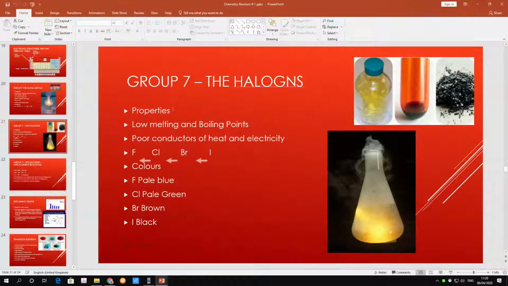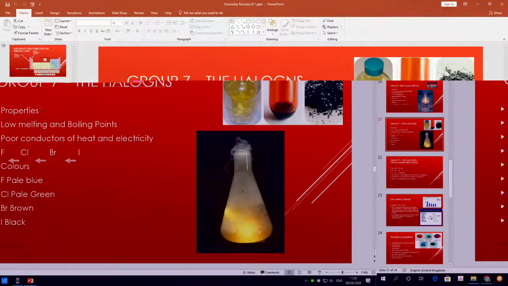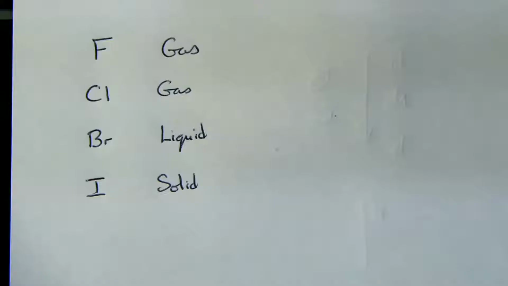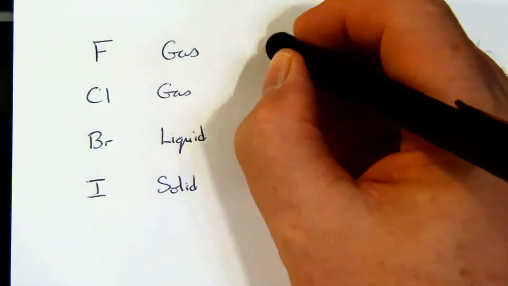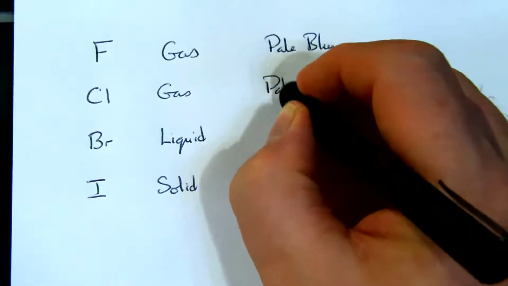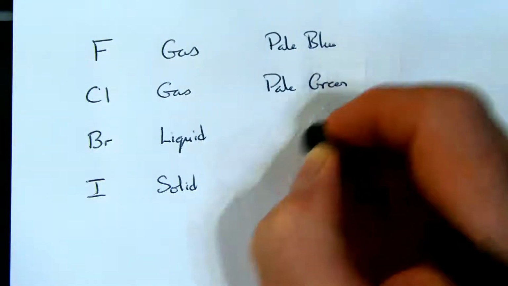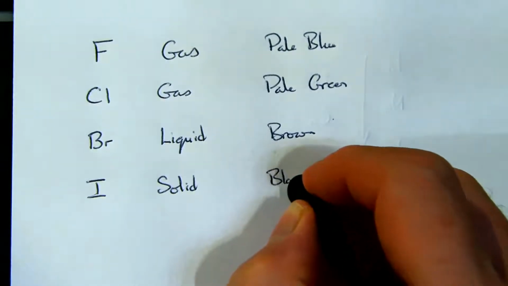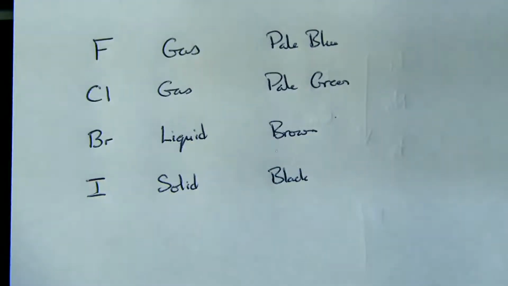What can we do about colours? Well, the fluorine is pale blue in colour. The chlorine, a quite convincing sort of green, a pale green in colour. Bromine is brown and iodine is black. We can think of these getting darker as we're going, from pale blue to pale green to brown to a sort of bluey black colour.